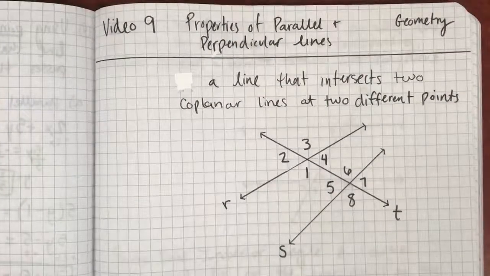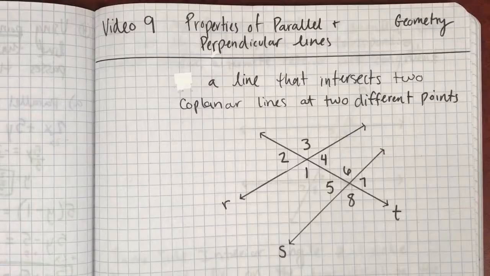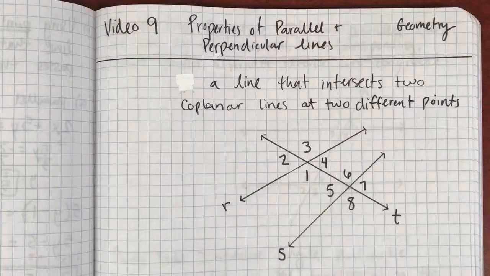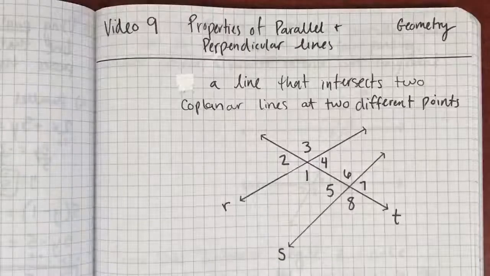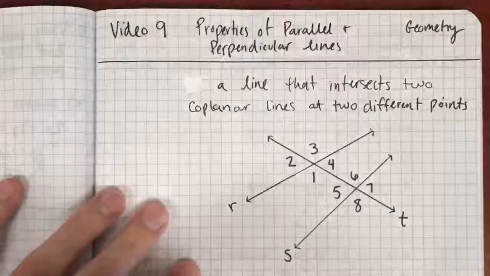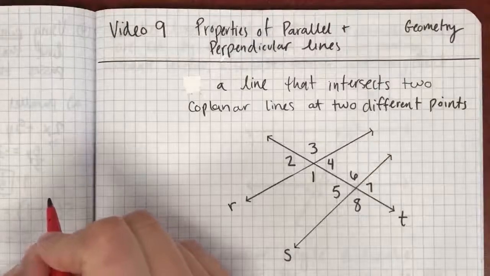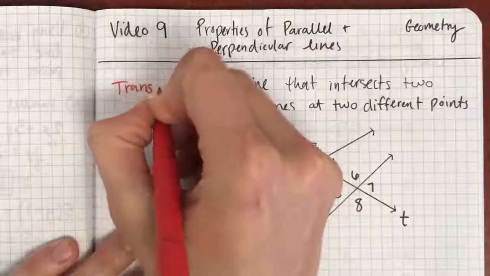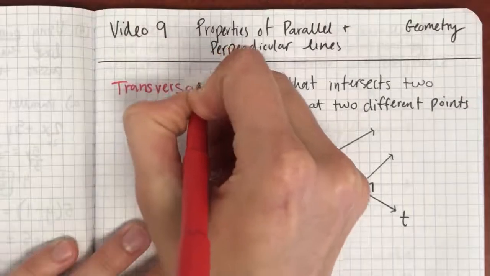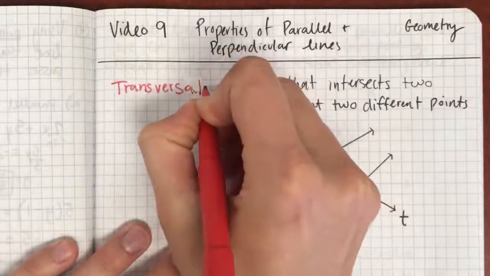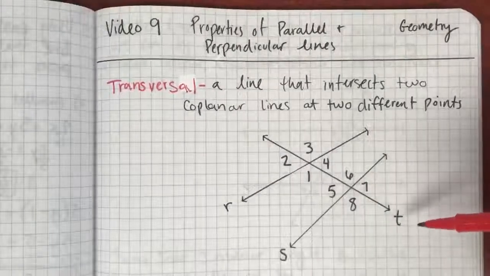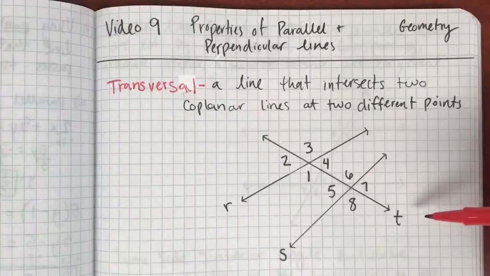And with geometry, we've got a lot of vocab that we have to learn because it's a little bit different than algebra. So first of all, a line that intersects two coplanar lines at two different points is called a transversal. Okay, and so line T is a transversal.